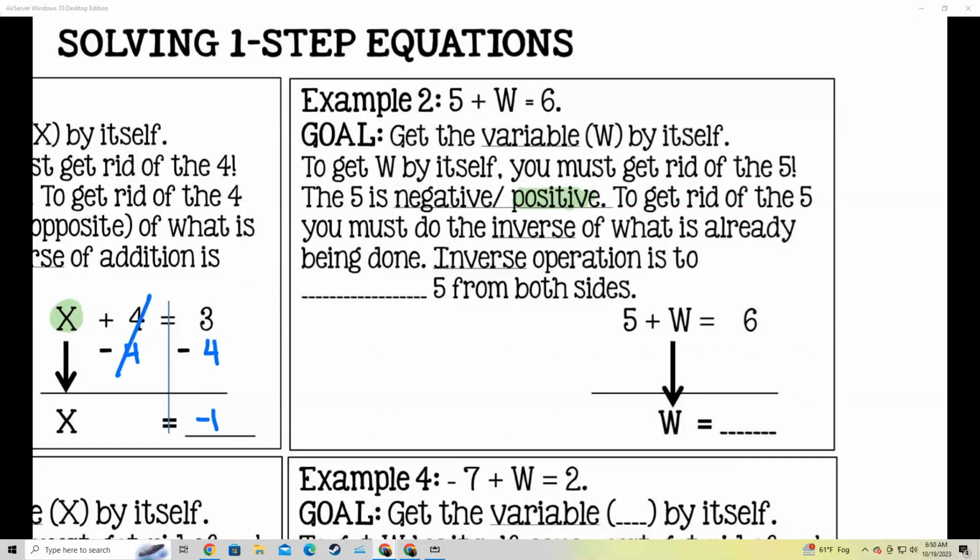To get rid of the 5, you must do the inverse of what is already being done. The inverse operation is to subtract 5. Since I have a positive 5, we're going to do the opposite. We're going to subtract 5. Again, I'm trying to get this w by itself. To get the w by itself, I need to do the opposite of that 5, which is -5. These are going to cancel. The w is just going to drop. I get 6 minus 5, and the answer is 1.